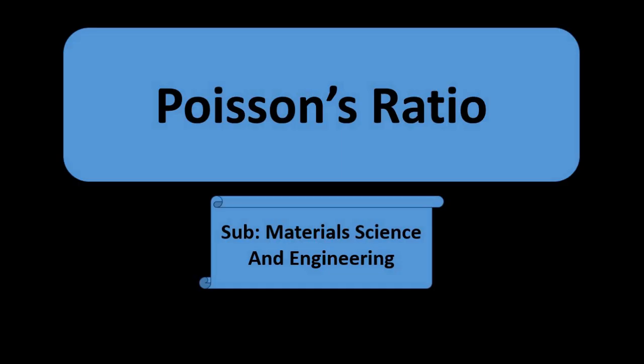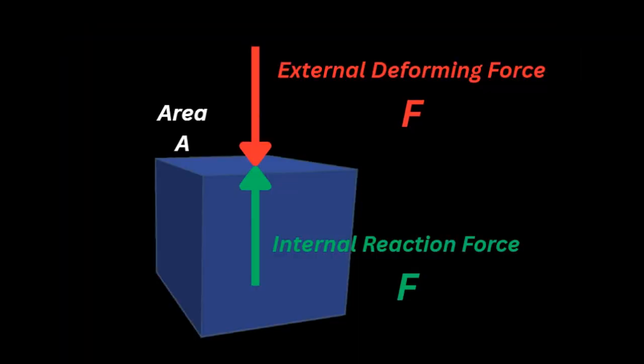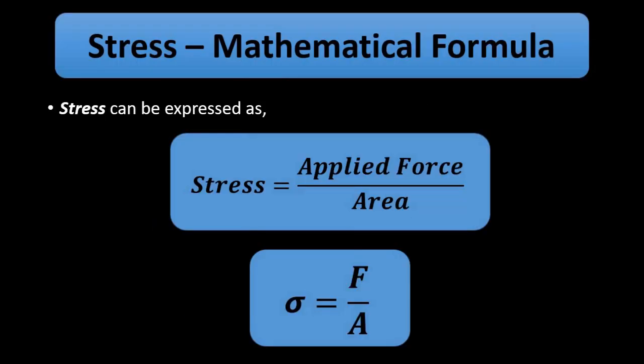So basically, if you remember, stress is the internal reaction force generated by the material in response to the external deforming force. It is equal in magnitude and opposite in direction, and the basic objective is to try to restore the material to its original form, its original state. So the formula of stress is applied force by area, or you can write it as the internal reaction force by area, because they are same in magnitude, opposite in direction. So it is sigma is equal to F by A.